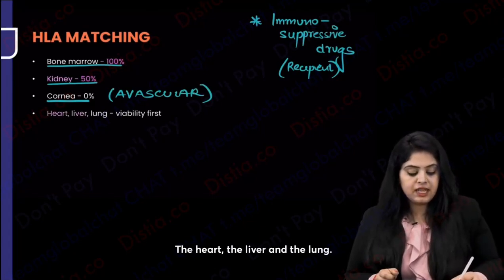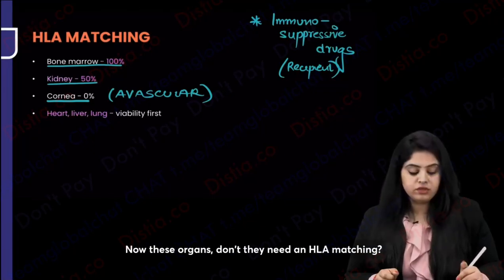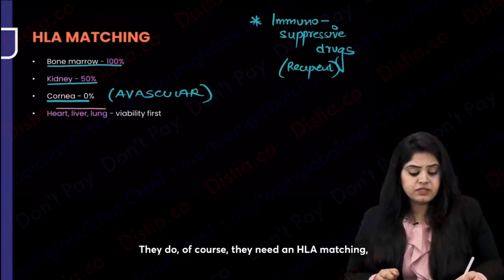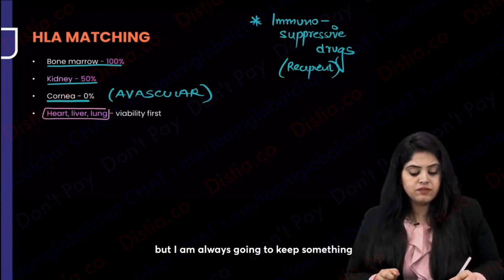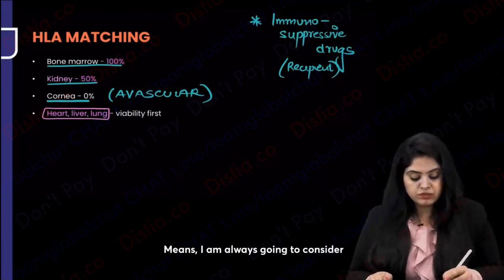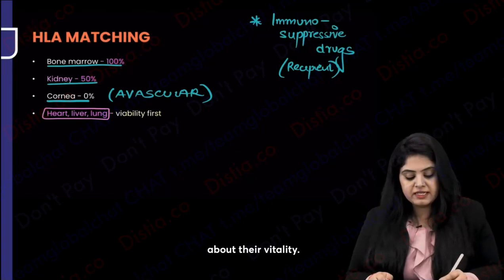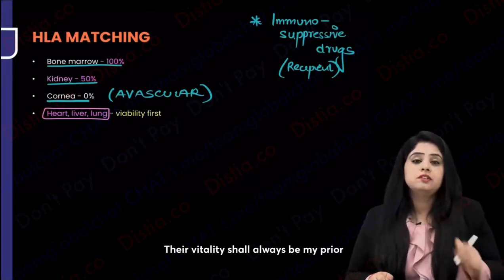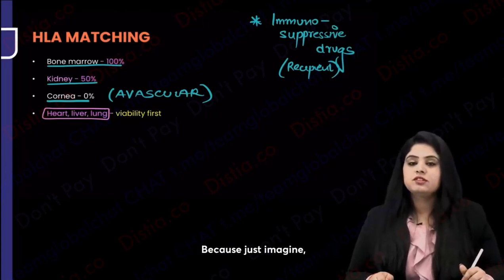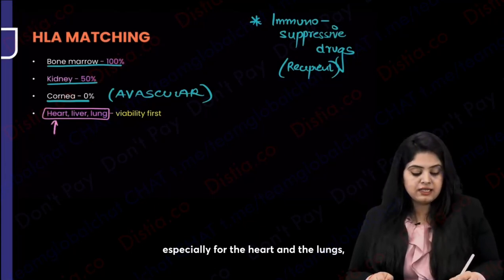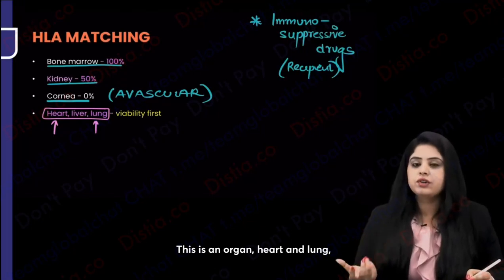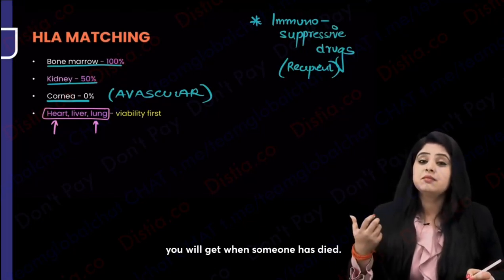What are the next? The heart, the liver and the lung. Now these organs, don't they need an HLA matching? They do. Of course they need an HLA matching, but I am always going to keep something above the matching for them. Means I'm always going to consider their vitality. Their vitality shall always be my first and foremost concern. Why? Because just imagine, especially for the heart and the lungs, you don't get these from living patients.